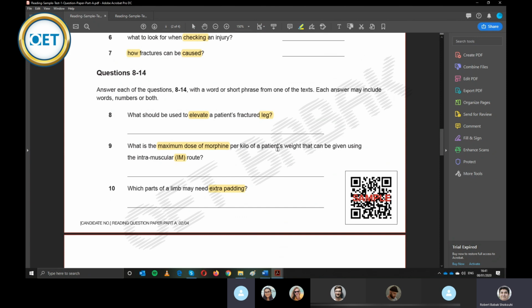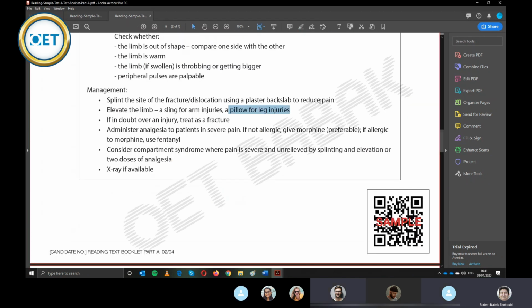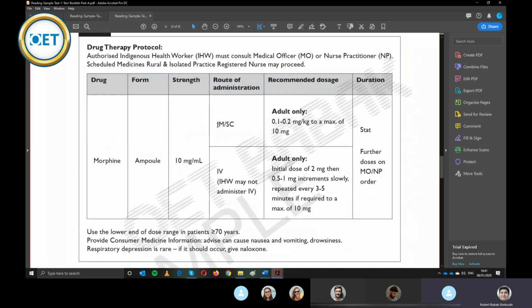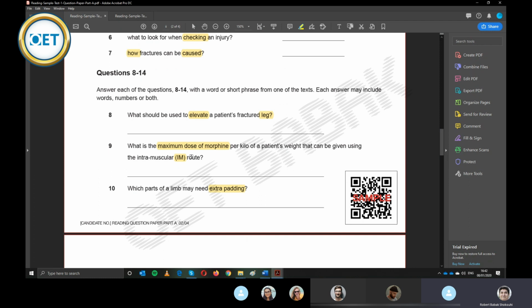Maximum dose of morphine per kilo IM. Where should we look for it? We need to write the dose. Yes. C. Okay, we need to look in C. Table. IM dose, maximum dose is 10 milligrams. Okay, but it says per kilo, so that's 0.2 milligram per kilogram. Yes, it says per kilo.